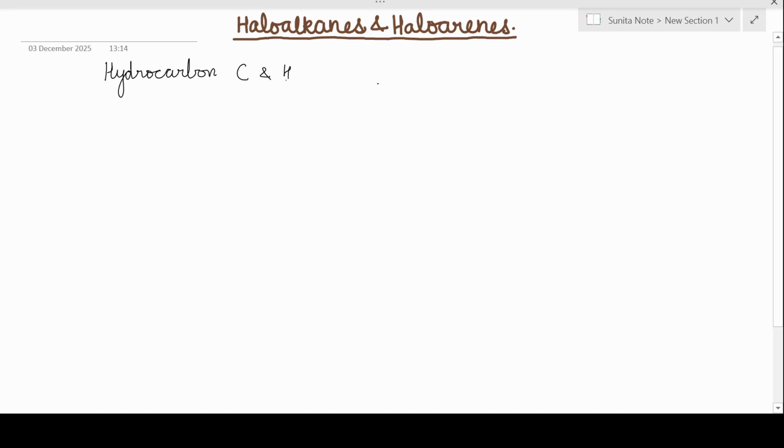Carbon and hydrogen only. The basis of organic chemistry is carbon, and hydrogen is present as default. So the compounds made up of hydrogen and carbon are the hydrocarbons. Saturated hydrocarbons are the ones which contain single bonds only.